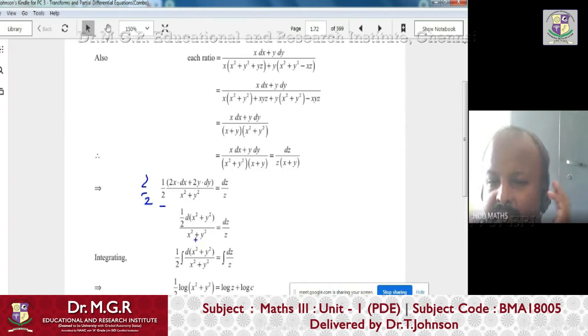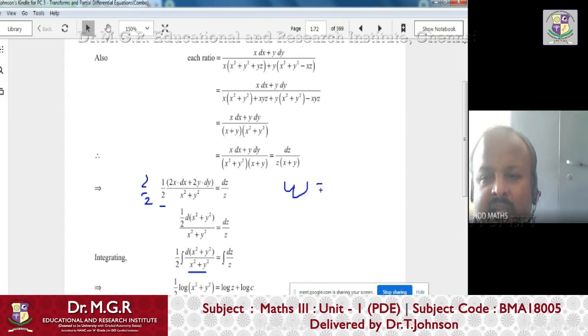Right? Now what you have to do is consider this x square plus y square as some variable, say w. You take this x square plus y square as w.